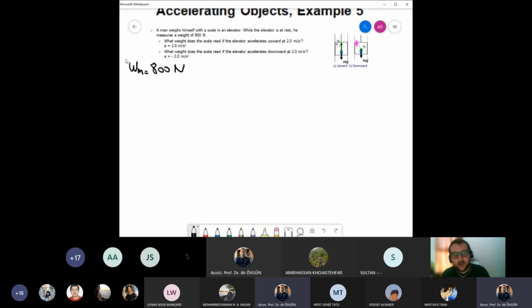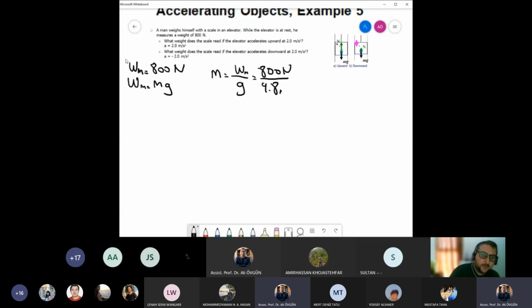So what does weight mean? Weight is calculated by mg. By using this weight, you can calculate the mass. First, let's calculate the mass of the man. So mass of the man is equal to weight over g, so 800 Newton over 9.8 meter per second squared. If you divide it, you can find that it is equal to what?